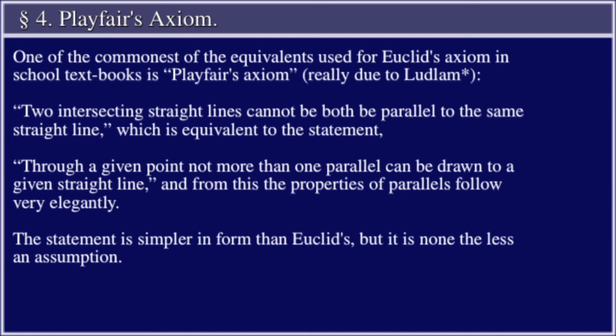One of the commonest of the equivalents used for Euclid's axiom in school textbooks is Playfair's axiom, really due to Ludlam. Two intersecting straight lines cannot both be parallel to the same straight line, which is equivalent to the statement, through a given point not more than one parallel can be drawn to a given straight line. And from this, the properties of parallels follow very elegantly. The statement is simpler in form than Euclid's, but it is nonetheless an assumption.